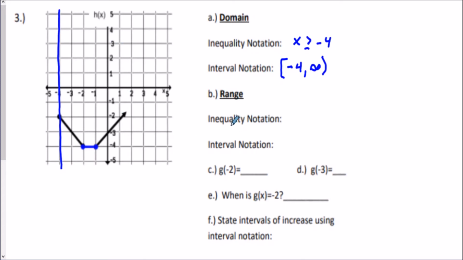For the range, this thing does go up forever, right? So even though this endpoint makes it stop on the left, it does continue on the right forever. So for my range, I'm going to say as long as you go above -4, when y is greater than or equal to -4, you're going to find graph.